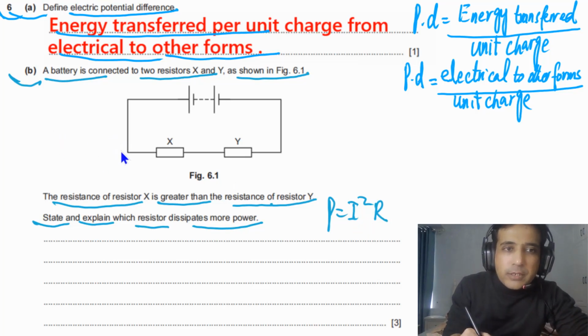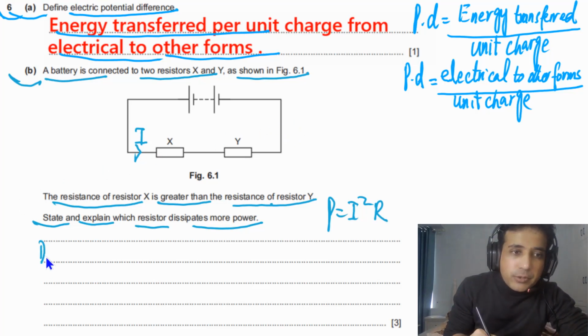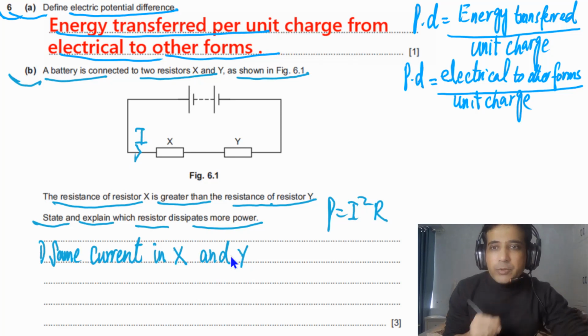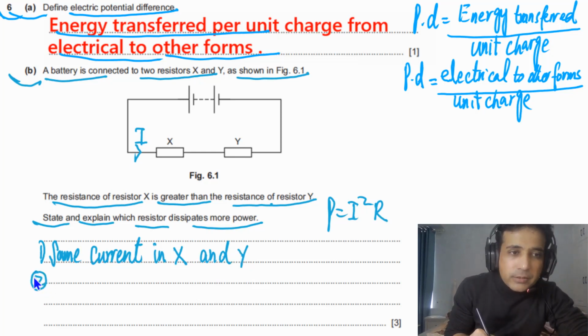Now, first of all, let's look at current. If you look at current passing through these two resistors, current is the same, because these two resistors are connected in series. So first point, simply you can write down same current passing through X and same current passing through Y. Simply you can say same current in resistor X and same current in resistor Y. So this is one point you can write down. And the second point, simply you can copy this formula. You can say P is equal to I square times R. So this can be 1 point.